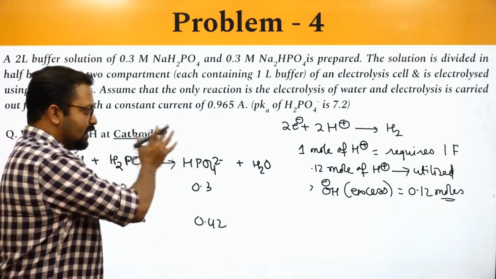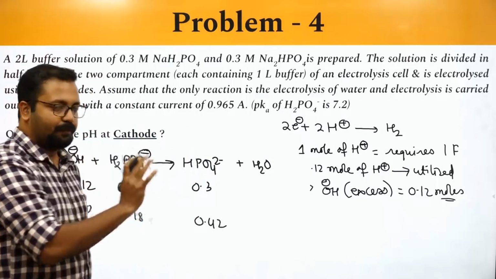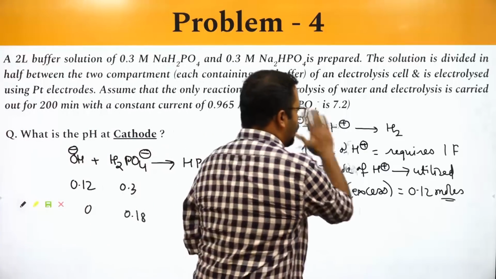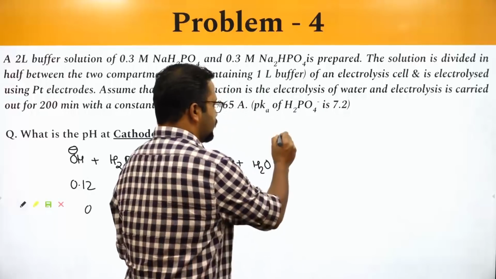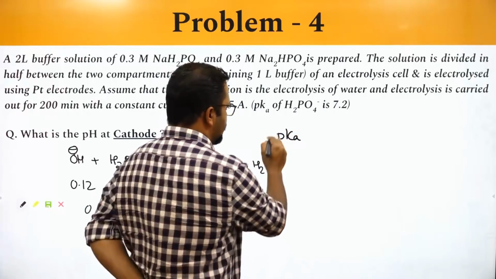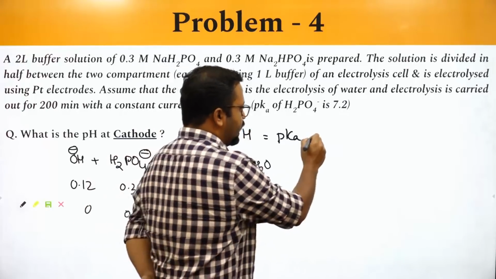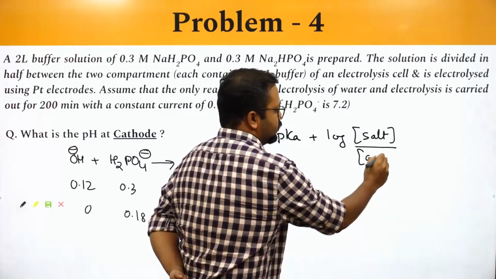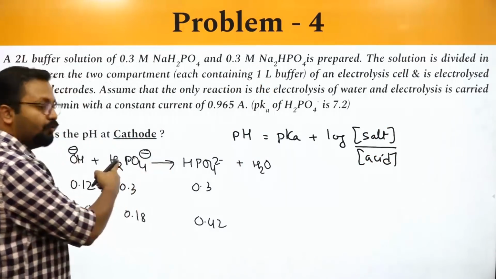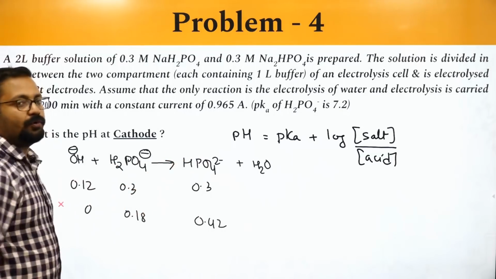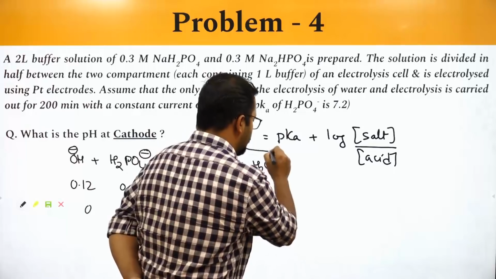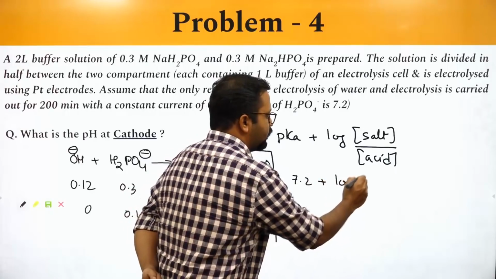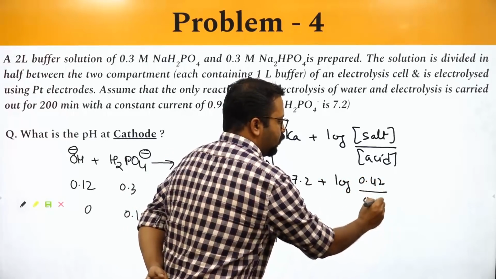That is our penultimate part of the question. The last part of the question is applying Henderson's equation, and you all know that Henderson's equation looks like this: pH is equal to pKa plus log of salt by acid. What is behaving as an acid? H2PO4 minus. What is behaving as the salt? HPO4 2 minus. So I will write the pK value is 7.2 plus log of 0.42 by 0.18.